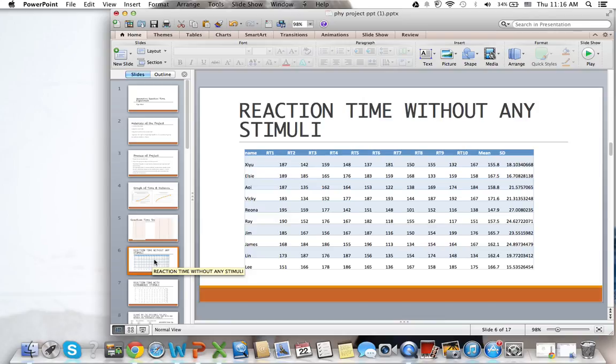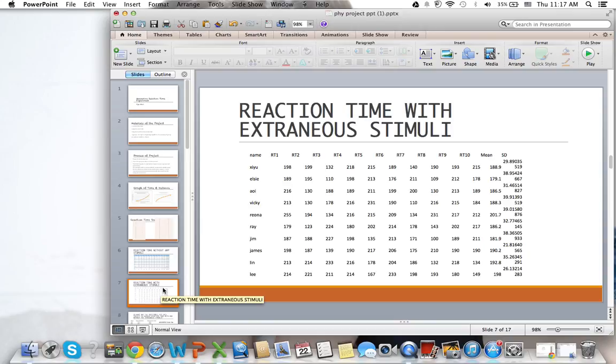Later, I also did the experiment for reaction time without any stimuli. So I chose 5 female and 5 male to do these experiments. I did this experiment 10 times per person. Later, I used the data to calculate the mean and the standard deviation and put this in Excel. I used the same way to do the reaction time with extraordinary stimuli. Again, I did each person 10 times and calculated mean and standard deviation.